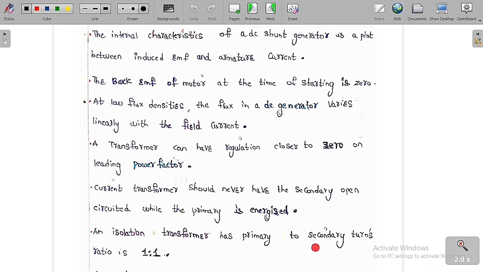An isolation transformer has a primary to secondary turns ratio of 1:1. I have already told you, an isolation transformer does only one job. It isolates two electrical circuits. The power is the same in both cases, the voltage is also the same, and the current is also the same in both windings. The only thing is that we isolate the electrical circuits with this isolation transformer. So the ratio of primary turns to secondary turns is always 1:1. Therefore, the EMF induced in the primary winding is equal to the EMF induced in the secondary winding, and the current in the primary winding is equal to the current in the secondary winding of this isolation transformer.